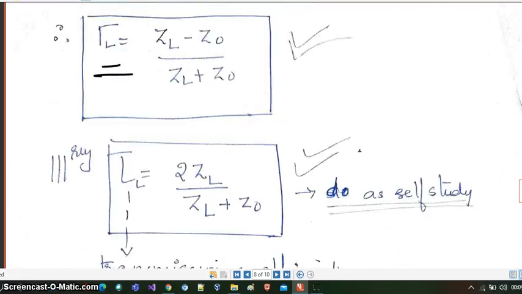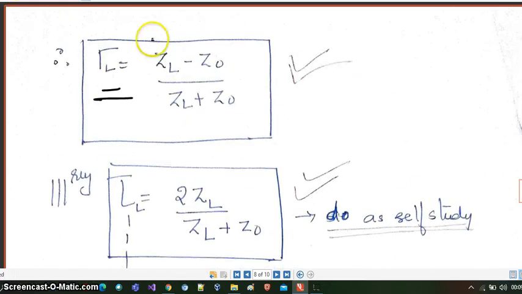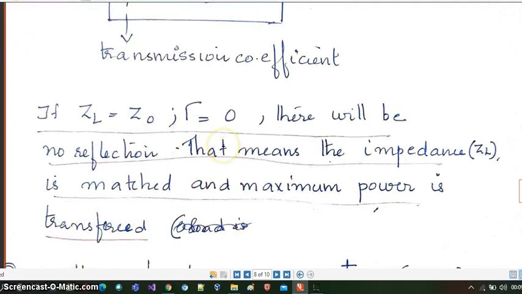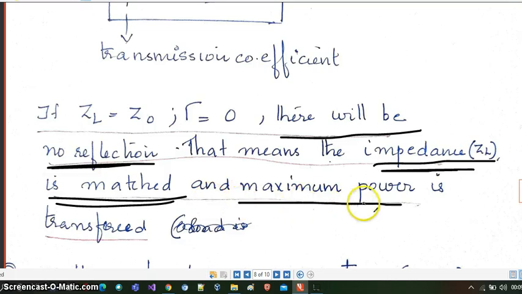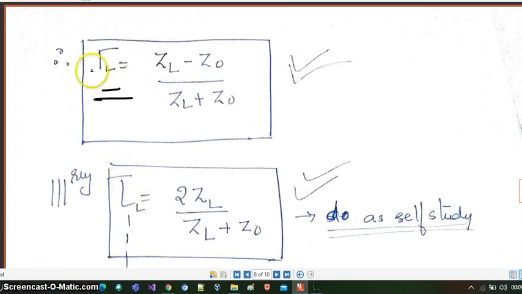Now, in this expression you just assume that if ZL is equal to Z naught, what happens to tau? It becomes 0, right? That means there will be no reflection when ZL is equal to Z naught. That means the load impedance ZL is matched with the characteristic impedance. When the load impedance is matched with the characteristic impedance, there will be maximum power transfer. So I repeat, if ZL is equal to Z naught, this factor will be 0. That means there is no reflection.